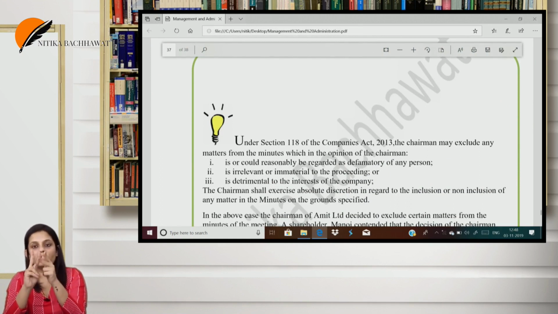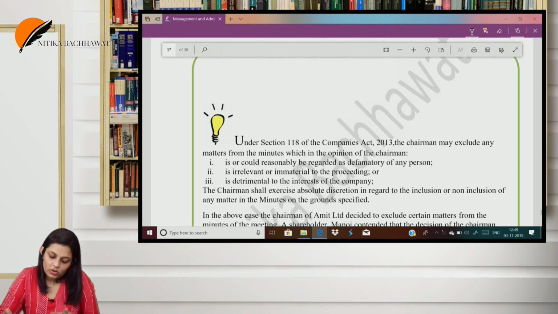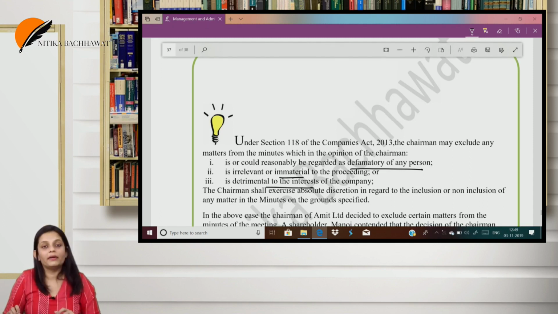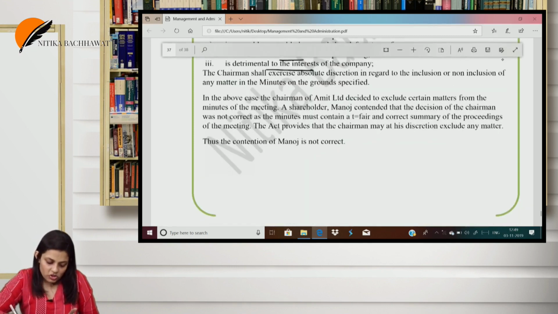See, there are 3 cases in which we can reject a matter from being included. It is at the discretion of the chairman. If the chairman feels that a particular matter was immaterial, or irrelevant, or detrimental to the interest of the company. If the chairman is of the opinion that it is reasonably regarded to be defamatory of a person, or if it is immaterial or detrimental to the interest of the company, it can exclude those matters. So it is at the discretion of the chairman. So is the contention of Manoj valid?